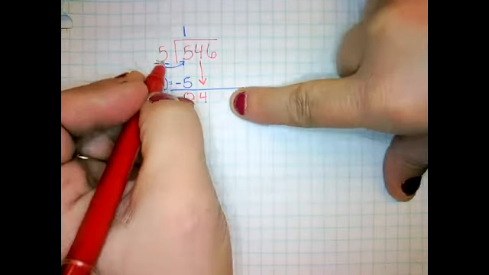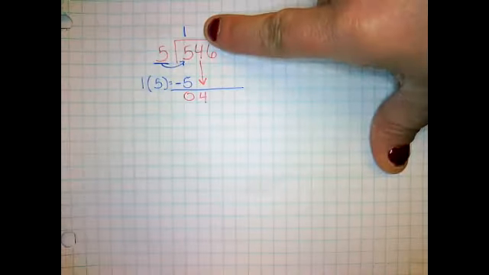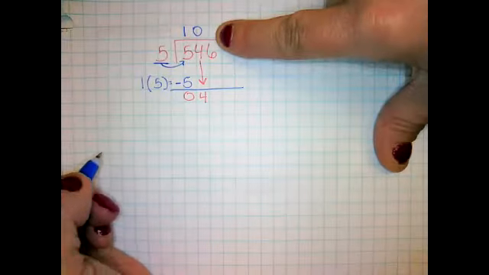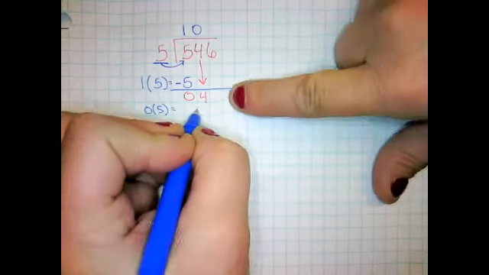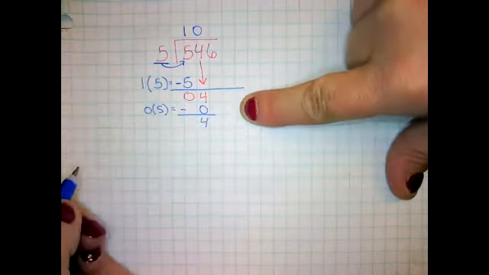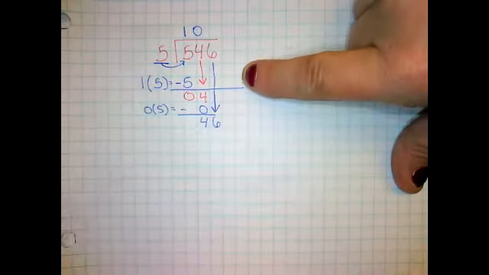So now 5 times what gives me 4? Well, that doesn't work. Okay. So that's going to be a 0. So now I'm going to do 0 times 5 equals 0. I'm going to subtract those two numbers and I get a 4. Now I'm going to bring down my next number, which is 6.